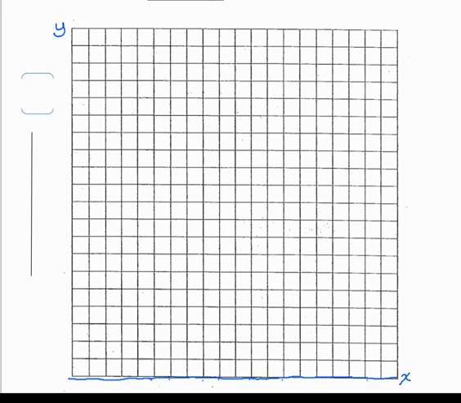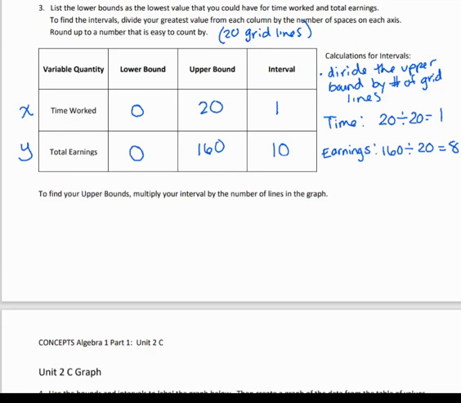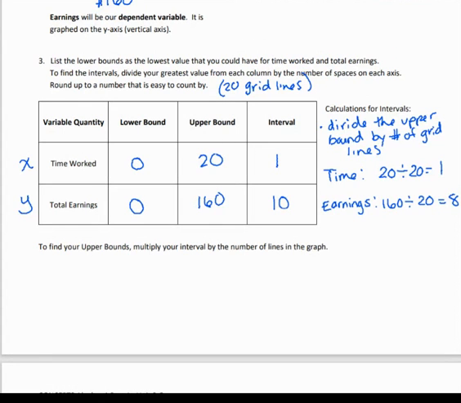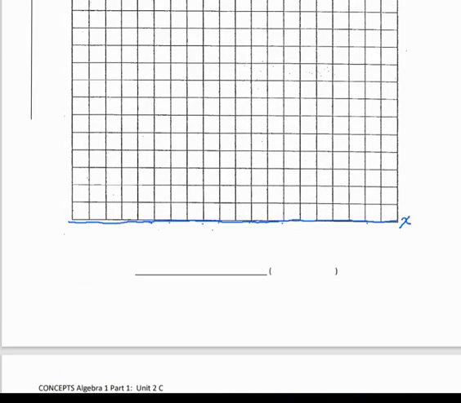That's important to know because let's go back to my table. What did I say is my x? I said time is my x. So what I'm going to do in this label down here on the x-axis, I am going to write time, if I can spell it, time worked.